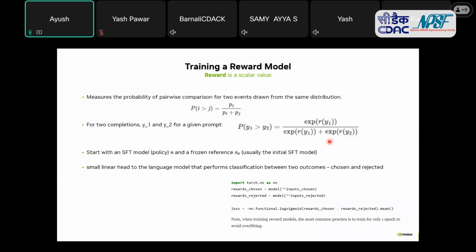It's just on this particular simple function, and we train over this to find out what should be the loss or reward for the particular set of pairs. So yeah, that is about the reward model.